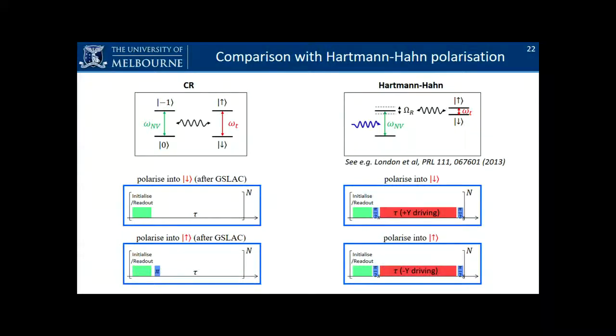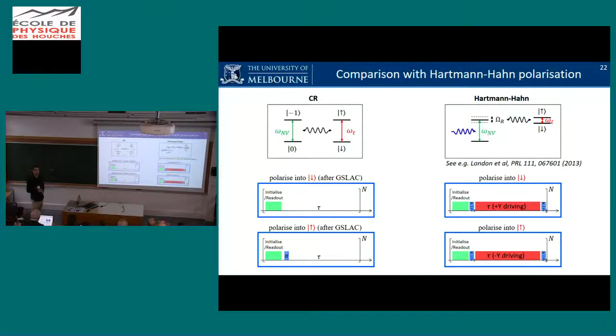So I'll just finish with a comparison with Hartmann-Hahn polarization, which is the other approach that is more often used in the NV community to transfer polarization from the NV to nuclear spins. Hartmann-Hahn is also a cross-relaxation effect, but in the rotating frame, you drive the NV in such a way that the radio frequency of the driven system matches your nuclear spin, and you can then transfer polarization in the same way, and you can choose which way you polarize your target by changing the axis, for instance, of this continuous driving.